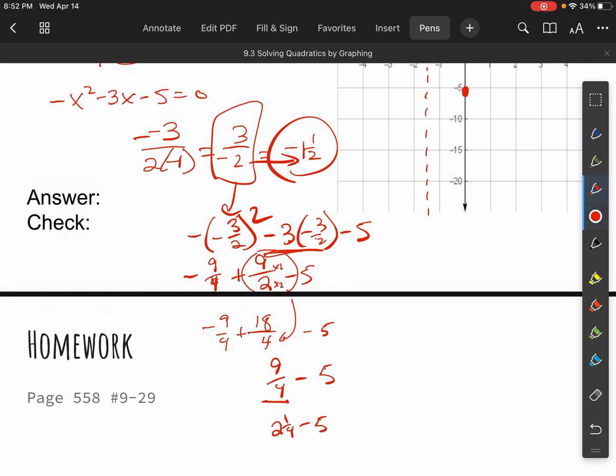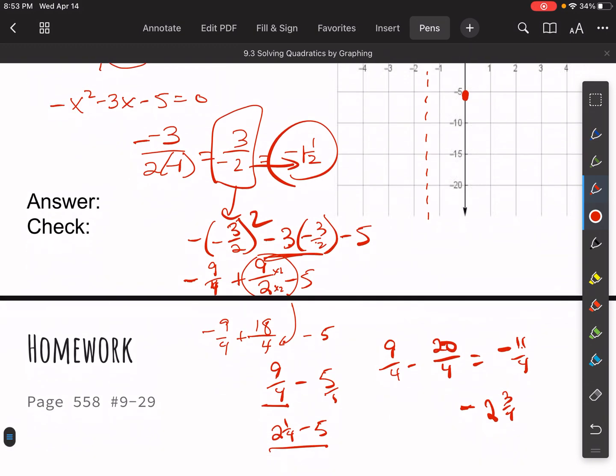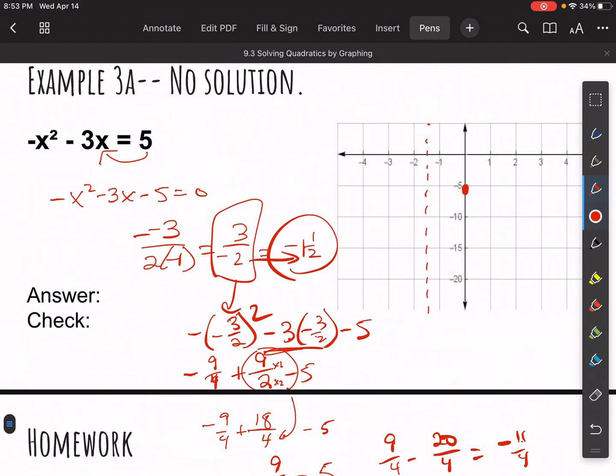There's a couple of ways we could figure that out. We could either do this math like this, or I could have changed 5 into fourths. So if I did that, it would be 9/4 minus, if I put a 4 underneath that 5, I had to multiply that 1 by 4, so I have to do the same on the top, so it's this. So 9 minus 20 is the same thing as negative 11/4. Okay, so 4 goes into 11 2 times with 3 left over, so it's 2 3/4. So either way you do it is fine, but it's going to be negative. So when I plugged in my vertex, I got negative 2 3/4.